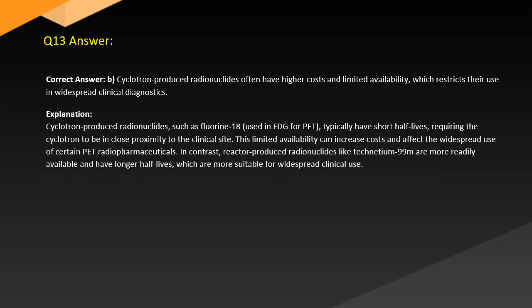Answer. Correct answer: B. Cyclotron-produced radionuclides often have higher costs and limited availability, which restricts their use in widespread clinical diagnostics. Explanation. Cyclotron-produced radionuclides, such as fluorine-18 used in FDG for PET, typically have short half-lives, requiring the cyclotron to be in close proximity to the clinical site. This limited availability can increase costs and affect the widespread use of certain PET radiopharmaceuticals. In contrast, reactor-produced radionuclides like technetium-99 are more readily available and have longer half-lives, which are more suitable for widespread clinical use.